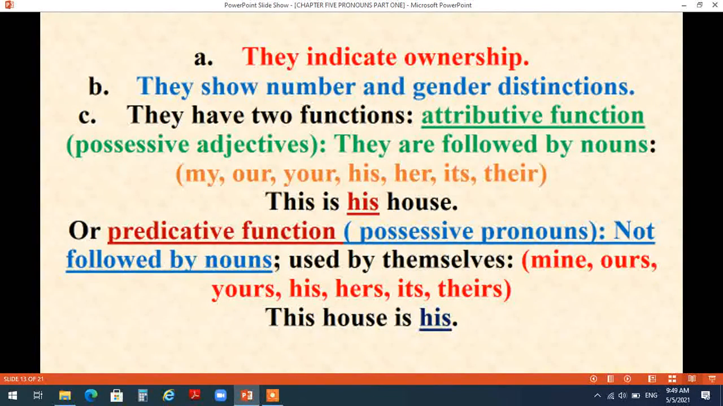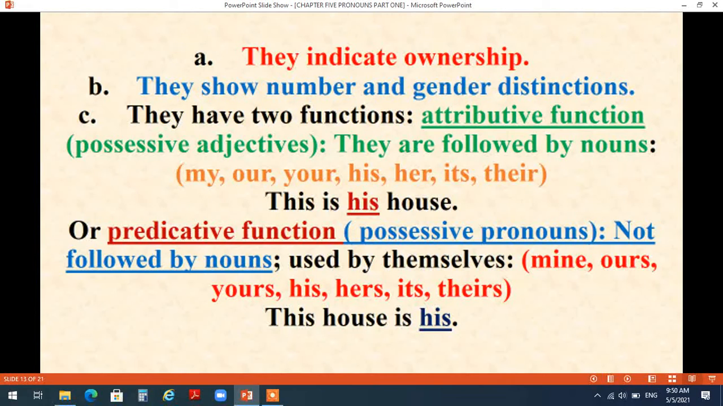Now, what are the main characteristics of possessive pronouns؟ ما هي المزايا التي تمتاز بها ضمائر التملك؟ في البداية they indicate ownership. إذن إنها تشير إلى وجود حالة تملك. They show number and gender distinctions. إذن تظهر اختلافا في حالة كون الاسم الذي تشير إليه مفرد أو جمع، أو في حالة كون الاسم مذكر أو مؤنث. They have two functions. إذن لديها وظيفتان. الوظيفة الأولى it is called attributive function.